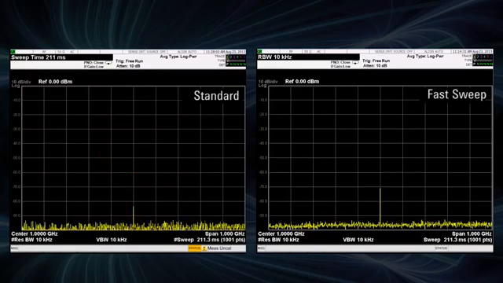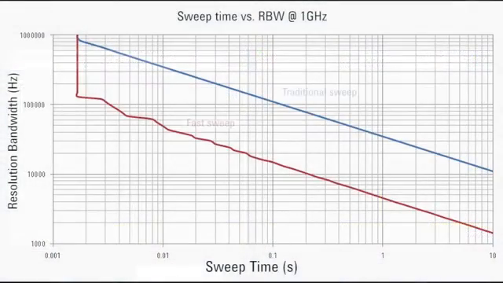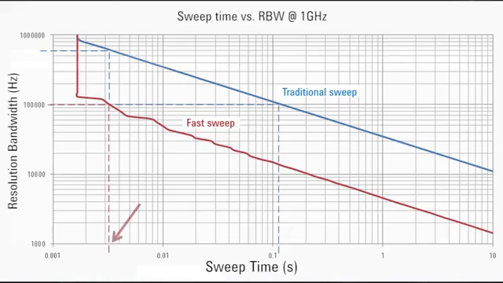How does this affect our dynamic range and repeatability? By dropping our RBW, we introduce less noise into the measured power of the CW signal, in turn improving repeatability. With fast sweep, we can achieve these lower RBWs with significantly faster sweep times.